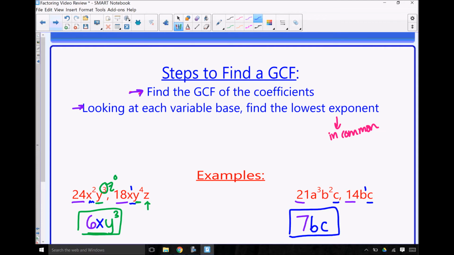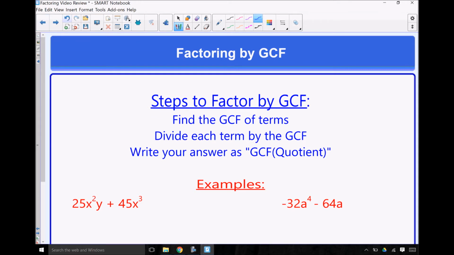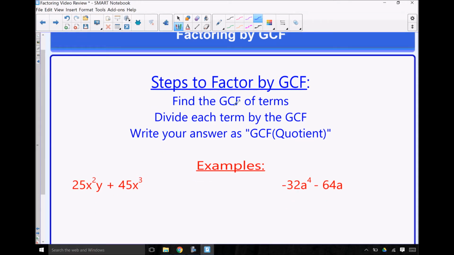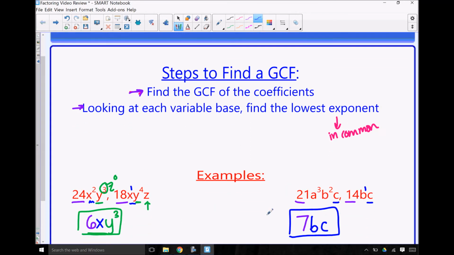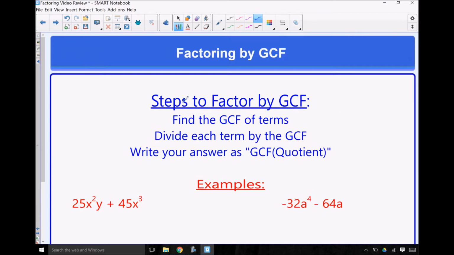Okay, so now let's talk about what happens when we actually want to factor by GCF. So, steps to factor by GCF. The first step is to find the GCF of all the terms, which we just talked about how to do right here. So it's the same process, okay? And then you're going to divide each term by the GCF. Finally, you're going to write your answer as the GCF multiplied by the quotient, and I'll explain to you in a minute what that means.